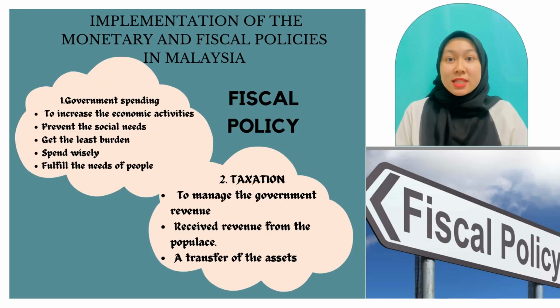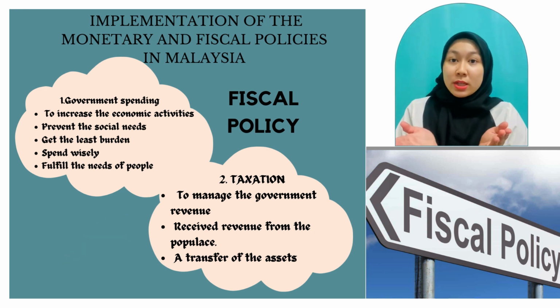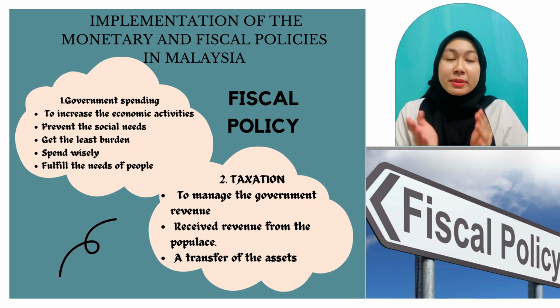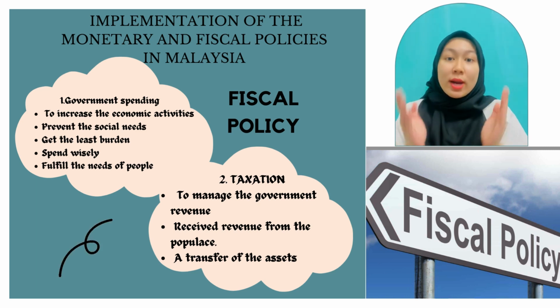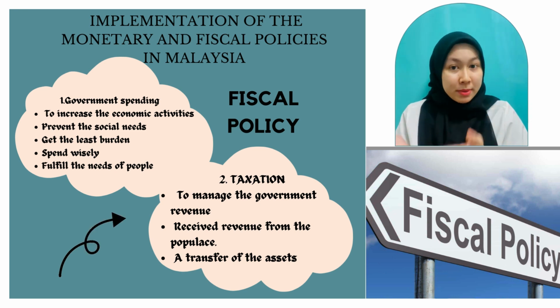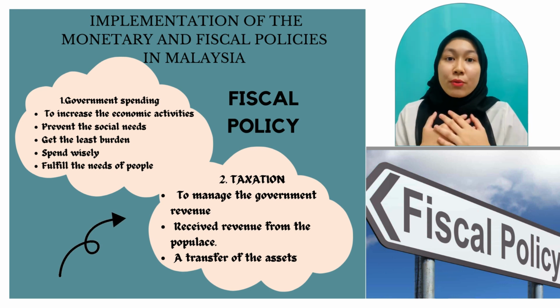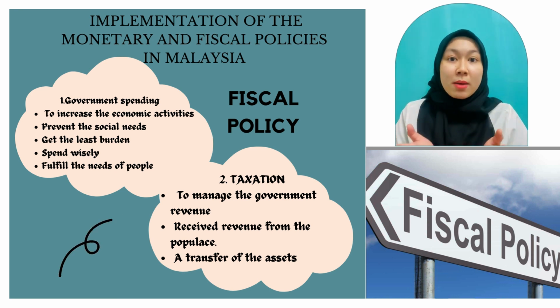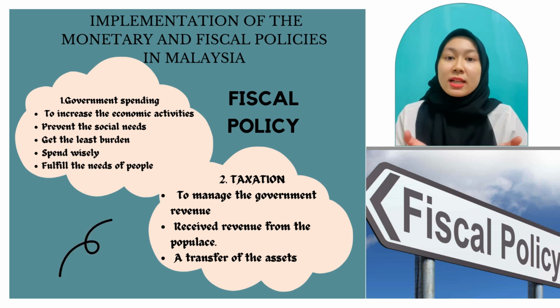Next, I will talk about the implementation of fiscal policy, which is government spending. The government must spend on what their people need. Besides, the government must also spend wisely and separate the needs of the people and the government. This is to make sure that the government fulfills the needs of the people, so people can trust them, and we can live in harmony and become happy citizens in that country.